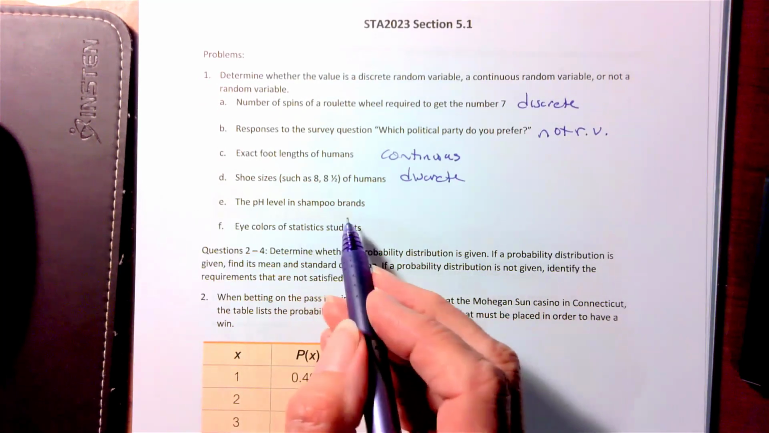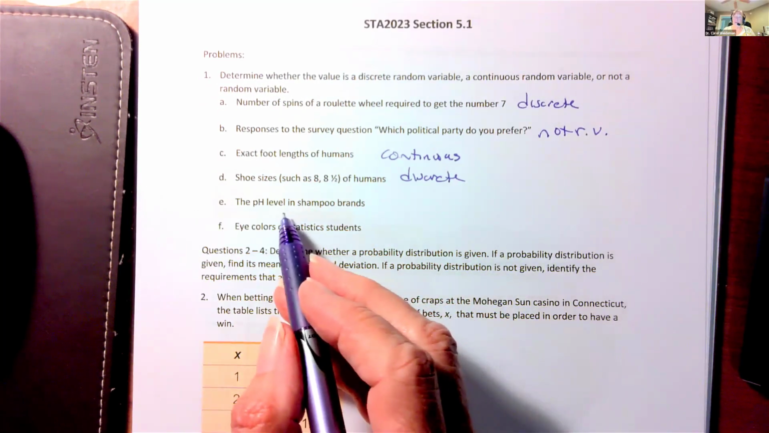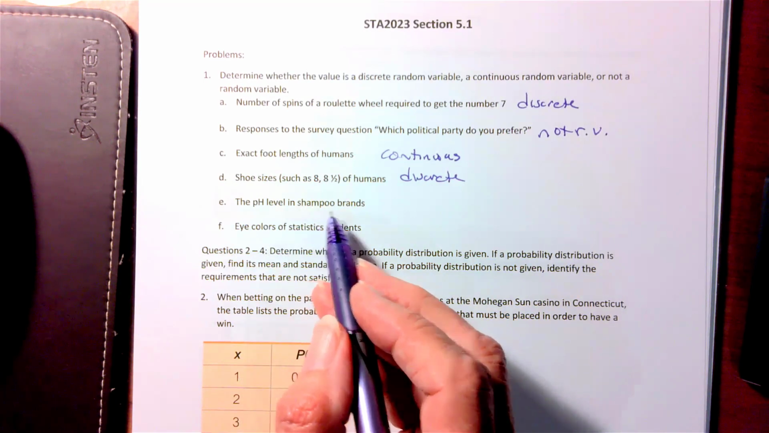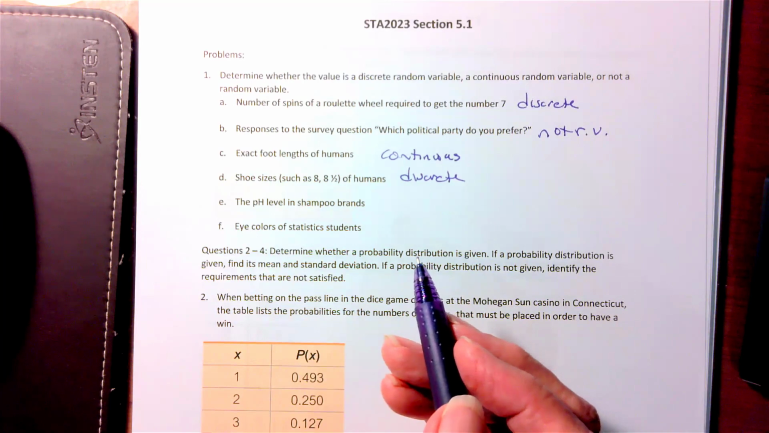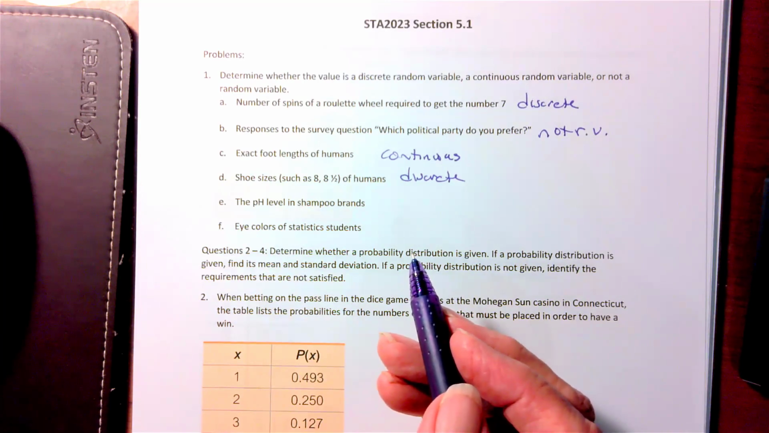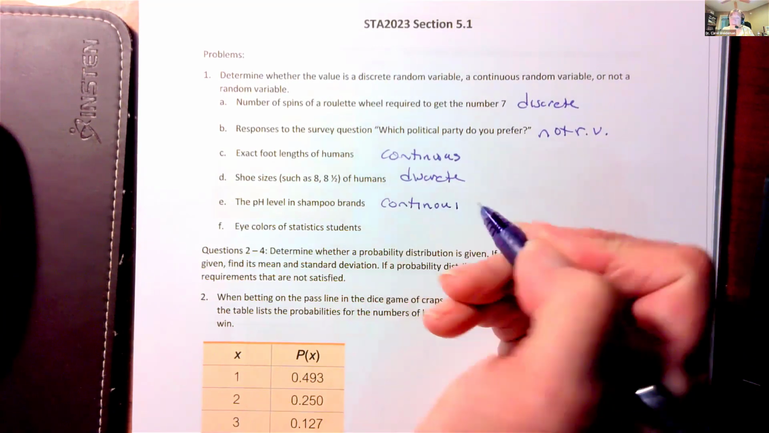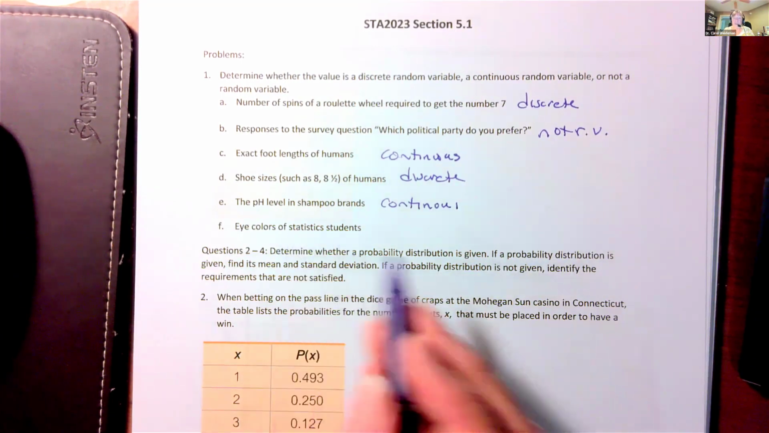pH level in shampoo brands. You may not know this, but first of all, is it a random variable? Is that a numerical outcome? Yes. Continuous or discrete? I would say continuous. Yes, it is continuous. I probably should replace that one, but that is continuous. pH can be measured on a continuum.